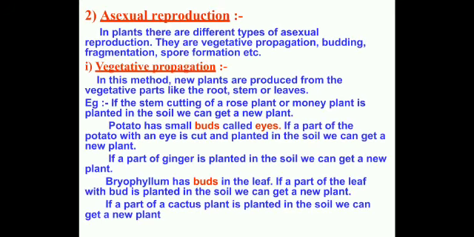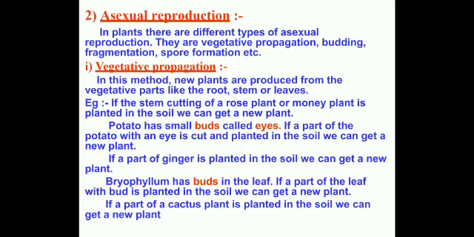Now coming to asexual reproduction. In plants, there are different types of asexual reproduction. They are vegetative propagation, budding, fragmentation, spore formation, etc. Now first coming to vegetative propagation. Children, in this method, new plants are produced from vegetative parts of the plant like root, stem and leaves.